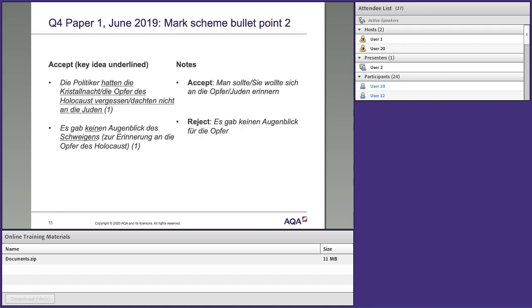So moving back then, the second bullet point, you've got again the key ideas being underlined and certain ideas that were accepted, and then things that were rejected. So here's an example of one where a word was missed out. So the idea that there was no moment of silence, if they just mentioned the moment but didn't mention silence, then they didn't get the mark for that point.